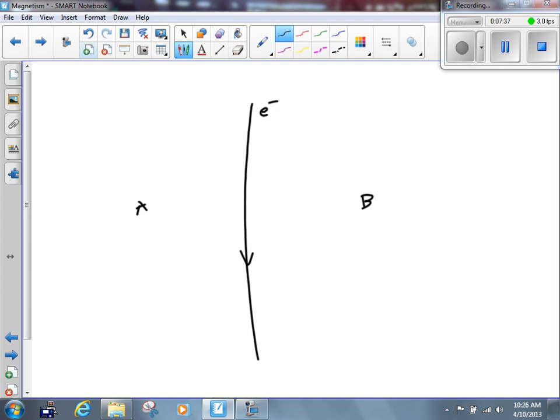Which hand are we going to use? Left hand or right hand? We're going to use the left hand because it's an electron. It's a negative particle. So we're going to stick our thumb which way? I see a couple of people literally sticking their thumb down. The thumb is going to go down in the direction of the charged particle, the direction of the current. So it's down the page, toward the bottom of the page.